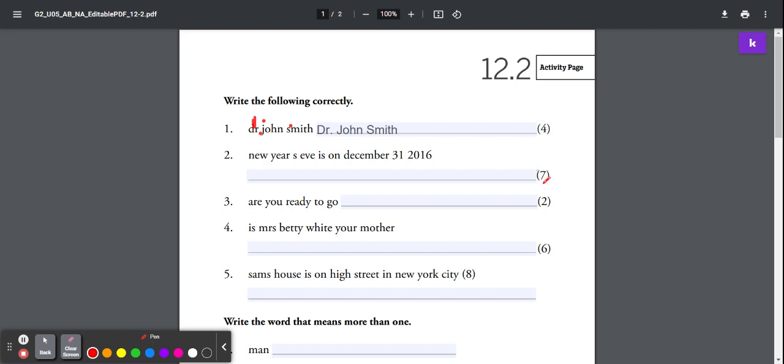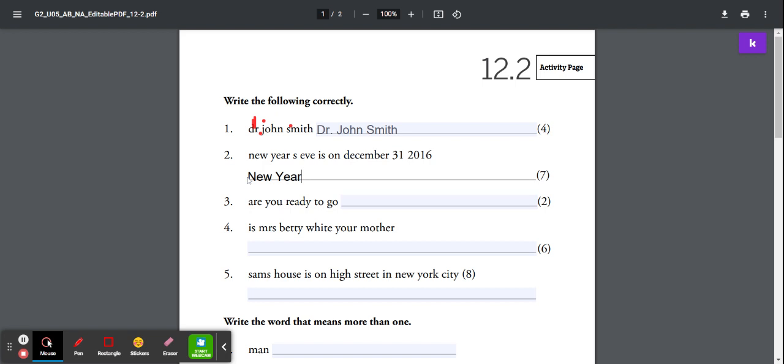This is 7 corrections. We will start with the beginning. This is a sentence because it's telling you something. The subject, New Year's Eve. The predicate is on December 31st, 2016. So I'm going to start with a capital letter. So I start with a capital N. New.